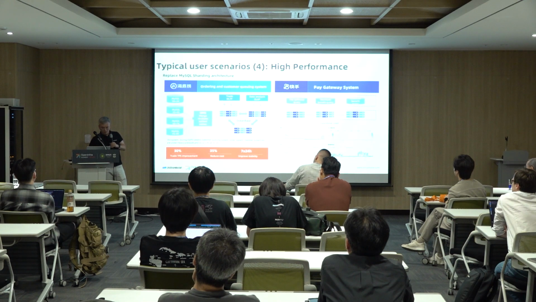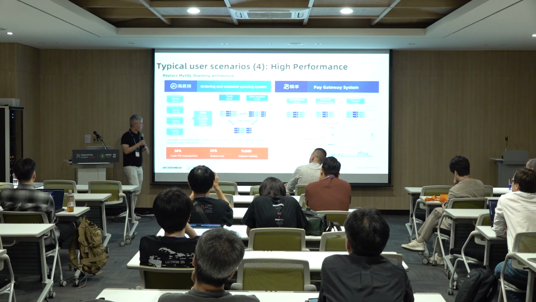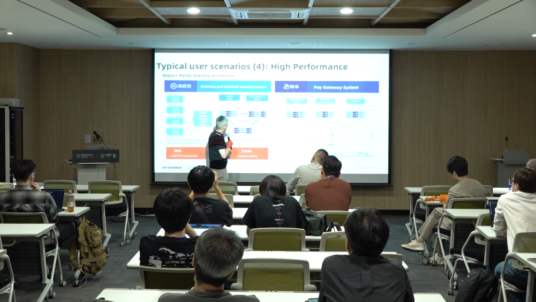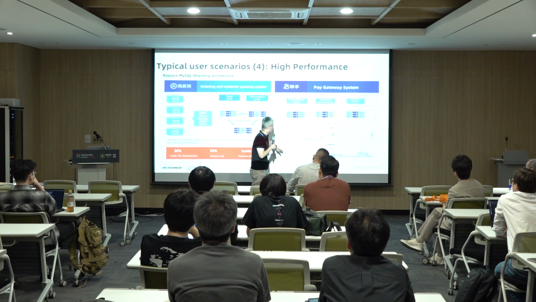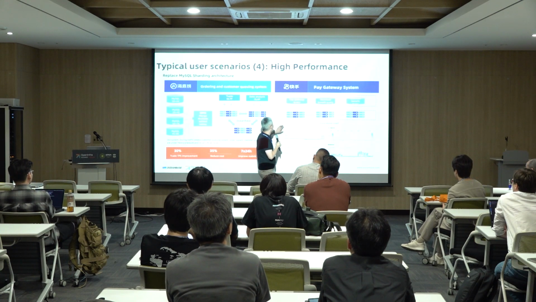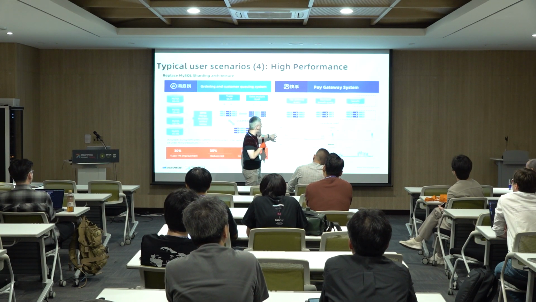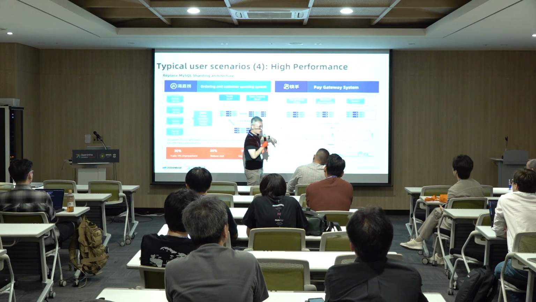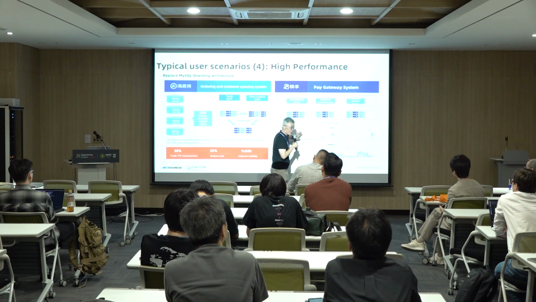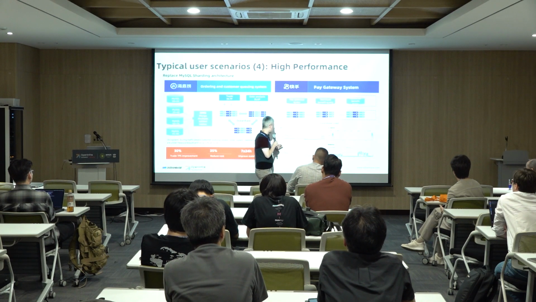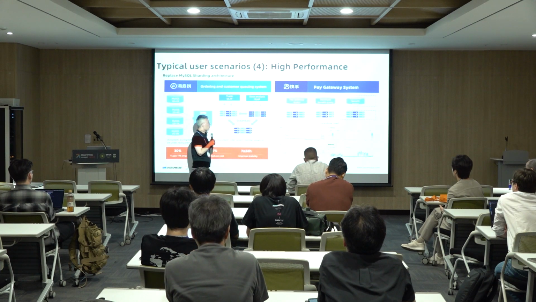The fourth scenario is about high performance. Due to lack of time, I will just show the transactions per second and queries per second. In fact, Kuaishou is the top 2 company, just like TikTok. The QPS is more than 100, and the TPS is more than 80,000.